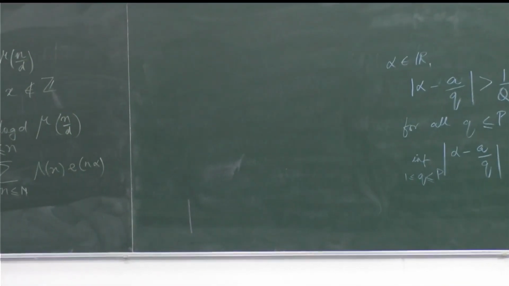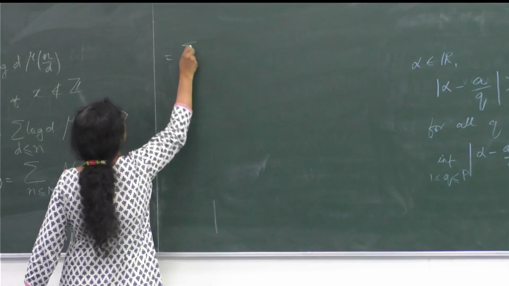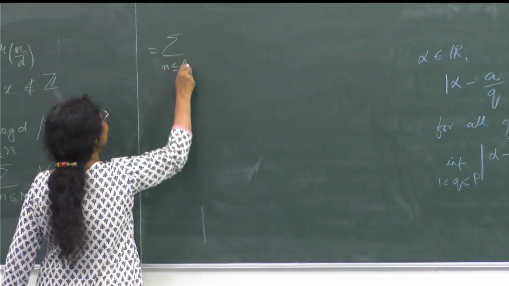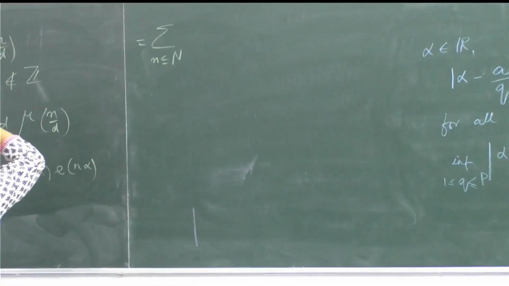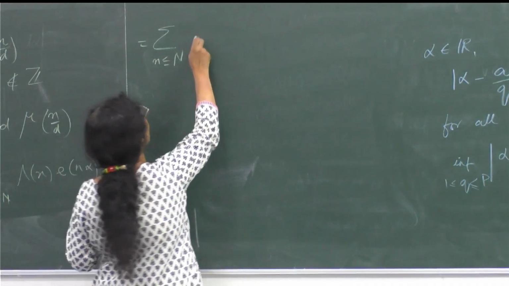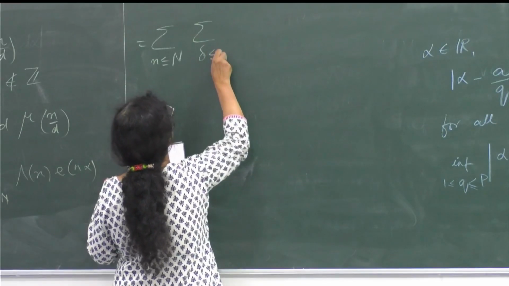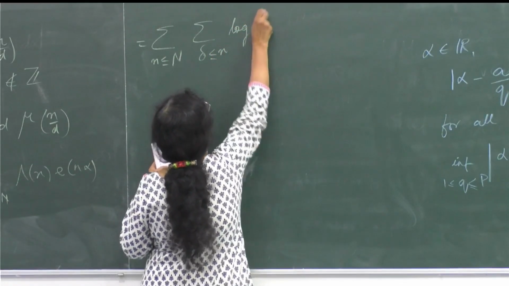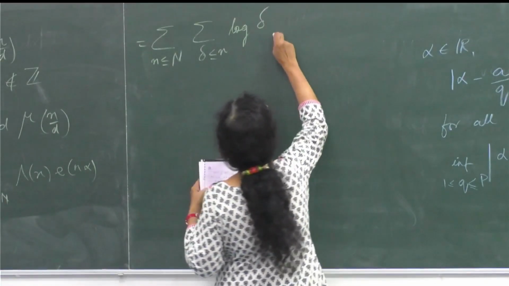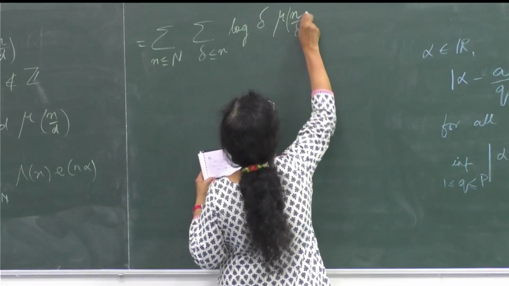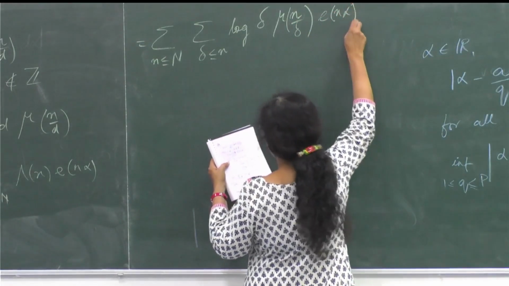So this becomes, the first sum remains S of alpha. You have a first sum cumulative length, and then for lambda n, we take a second sum. Okay, so delta less than or equal to n, log delta mu n by delta, exponential n.